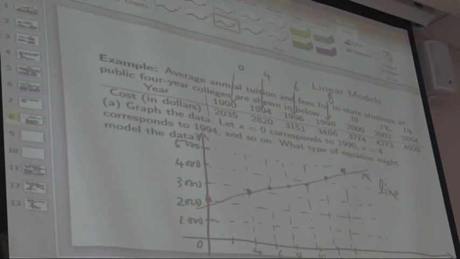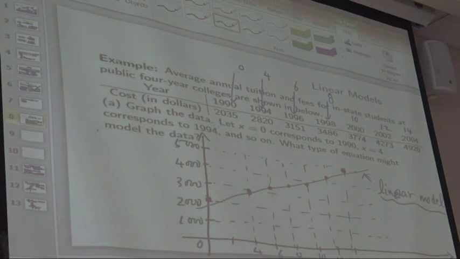And then, what type of equation might model the data? The line equation, or the linear model. So the linear model may fit the data pretty well, right, when you draw the line. The linear model, or just a straight line, is a good model for this data. So are we supposed to write that in linear form? Yes. We want to write down that model, but we'll find it, so don't worry.